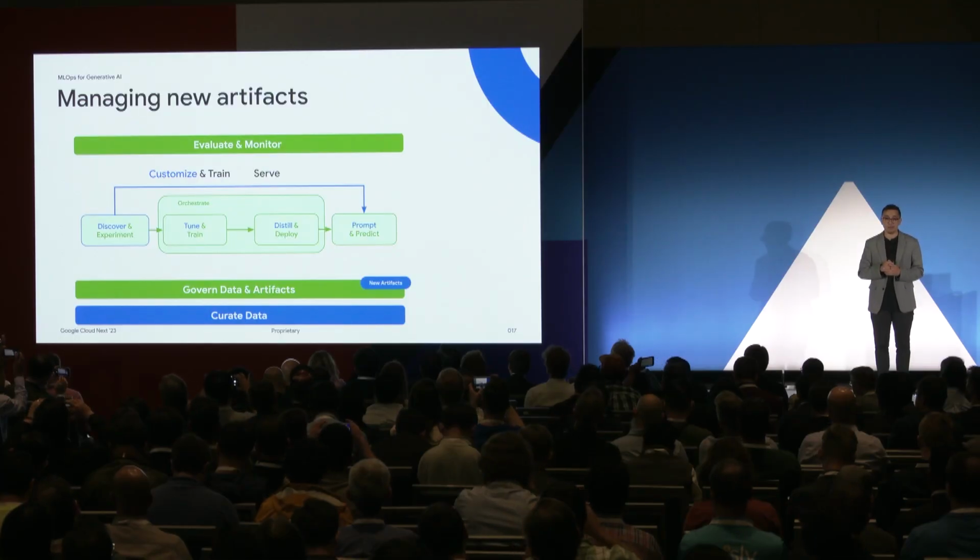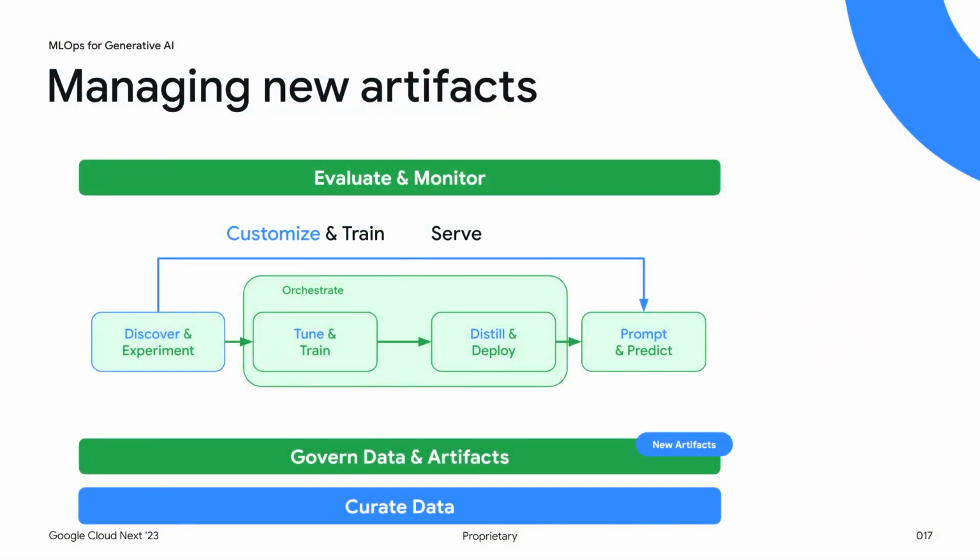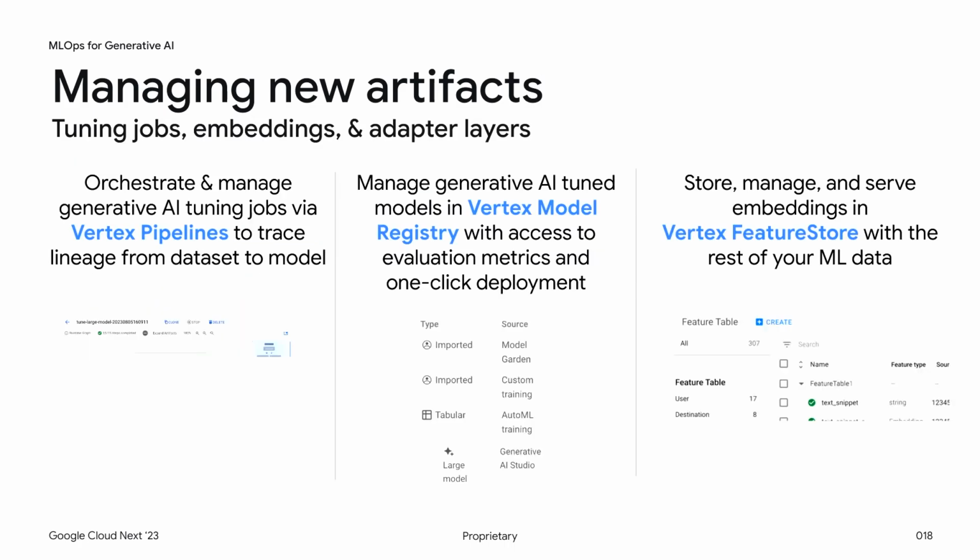Now we move on to governing additional artifacts. I just have a little blue box around the govern data and artifacts box, and we have now new artifacts: tuning pipelines, adapter layers, embeddings. But how can we leverage existing best practices that many of us are familiar with? And I would say this is probably one of my favorite topics because this is the one I truly believe we don't need to recreate the wheel. And I was demoing this at the demo booth with a lot of folks, and these are capabilities that exist today on our platform.